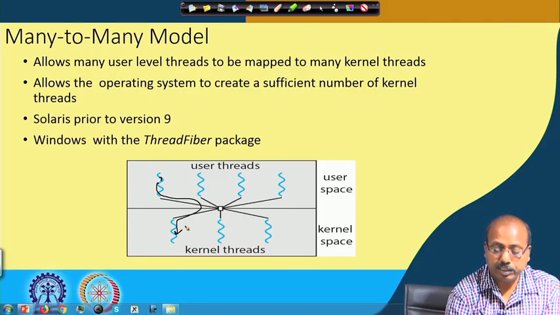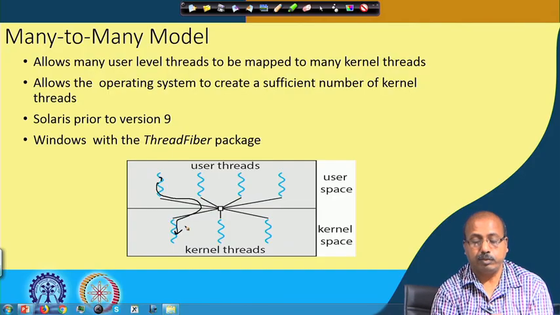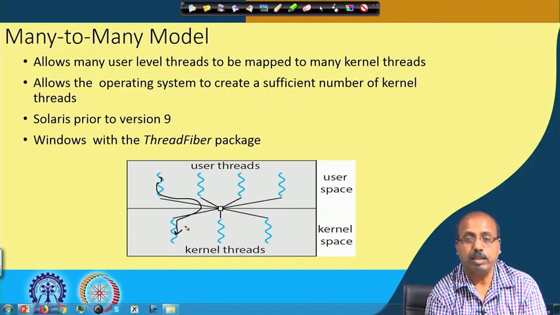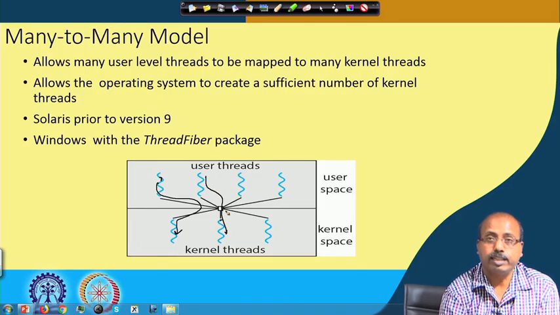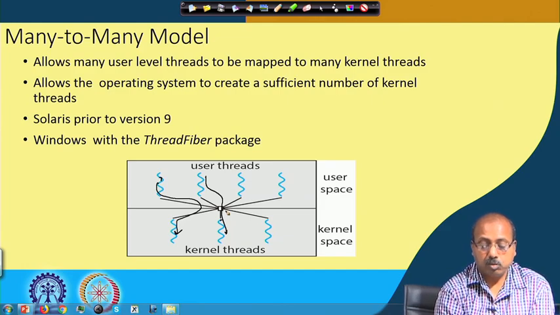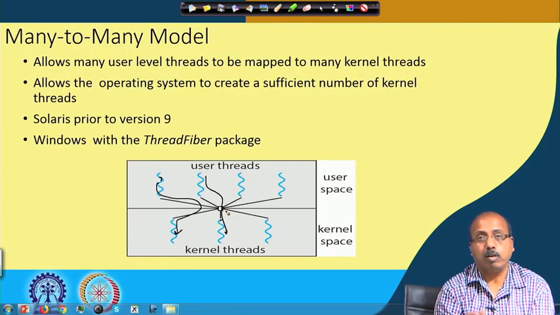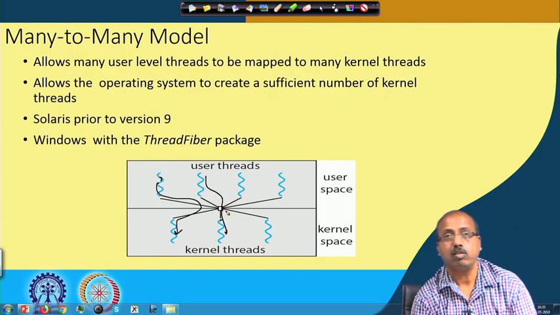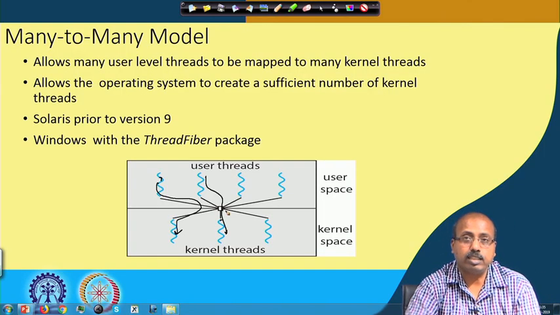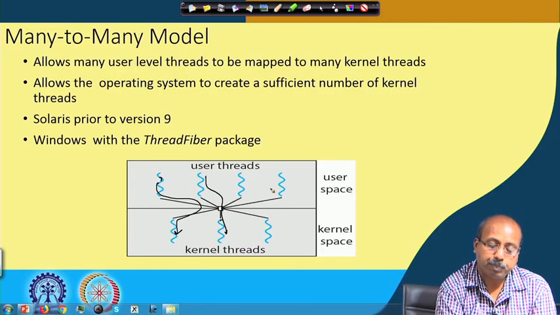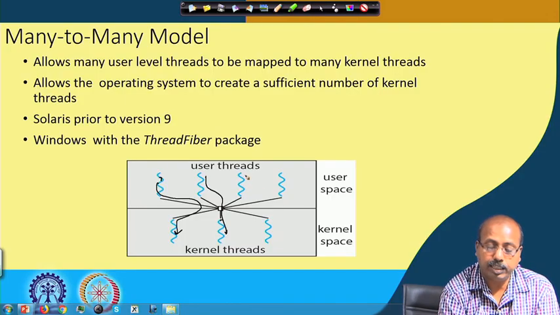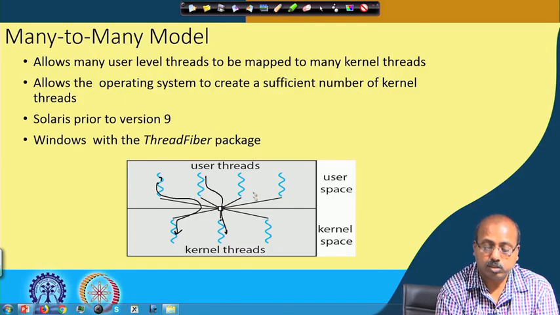Now, unlike the previous one where we had a single kernel thread for a group of user threads, here I have multiple kernel threads. So, if this user thread makes a system call, maybe it can find a kernel thread that can take it up. There is no distinction between the capabilities of these kernel threads. All of them can execute and realize all the system calls. The only thing is that they should be free.